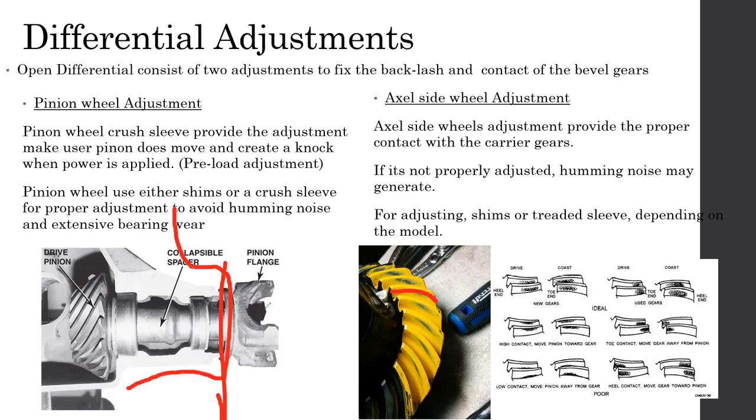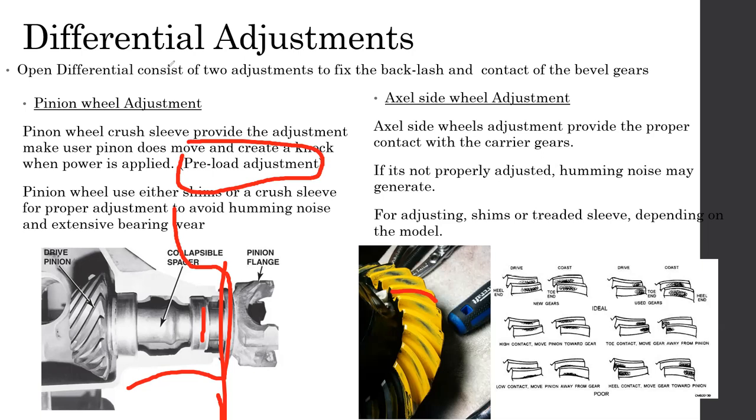Once everything is fixed, you have a bolt and the yoke is fixed, or the pinion flange is fixed. Once you bolt it, this whole section comes and rests on the bearing over here. So this bearing preload adjustment is how we measure whether this is properly fixed or not, right?